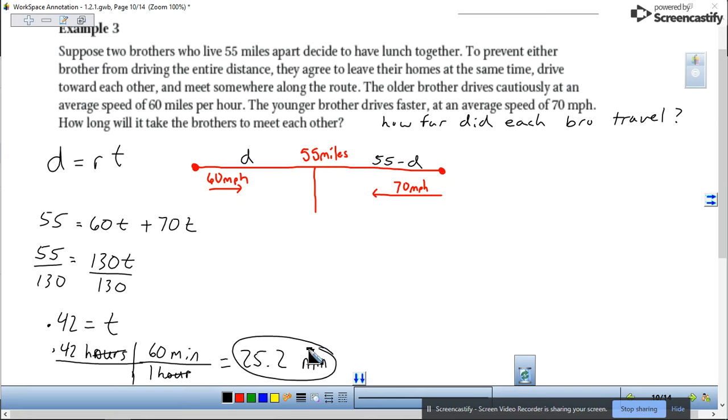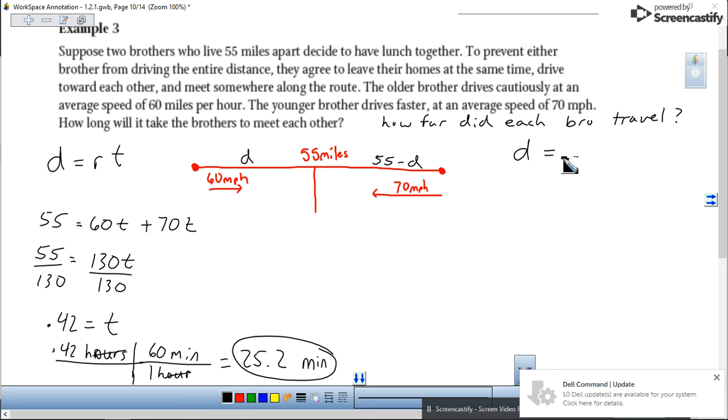I want to look at this problem a different way, though, as to how you would find distance. How far did each brother travel? Okay, so let's use the d that I had up here and the 55 minus d to do that. So I need to rearrange my formula a little bit. D equals r times t.